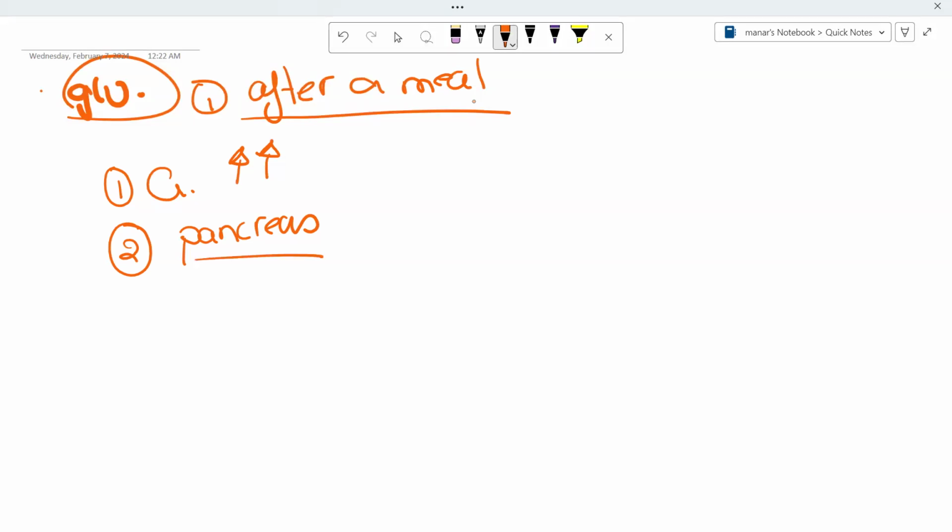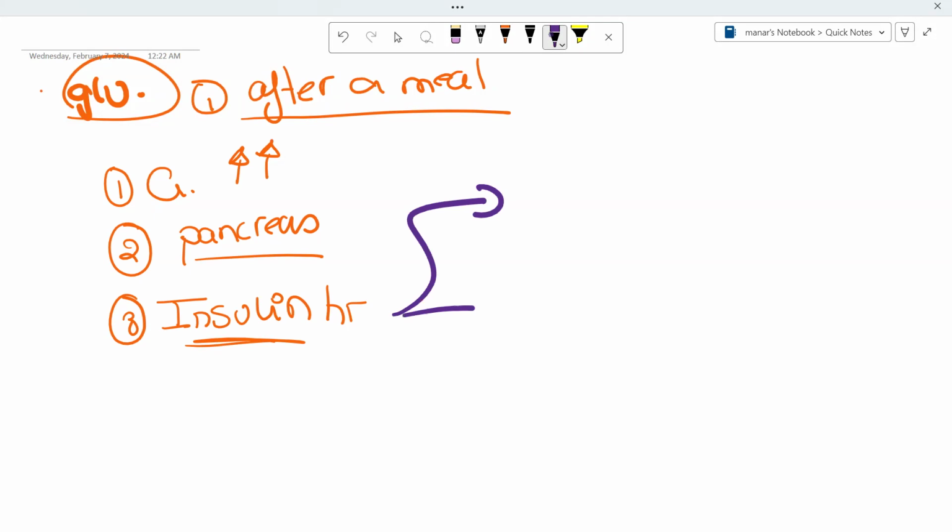The pancreas will respond by releasing a hormone. What is the name of this hormone? Insulin. Insulin, very good. So what is the function of the insulin hormone? The function of the insulin hormone is to lower the glucose levels. Now, how will the insulin do that? The insulin will actually use three mechanisms.